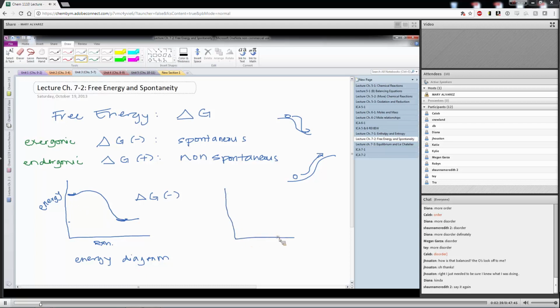Whereas if I do this and I find that my products are higher in energy than my reactants, then when I draw this little thing, we'll find, okay, I had to gain energy to get from here to there. So my overall free energy is positive. It's not spontaneous for balls to roll uphill.